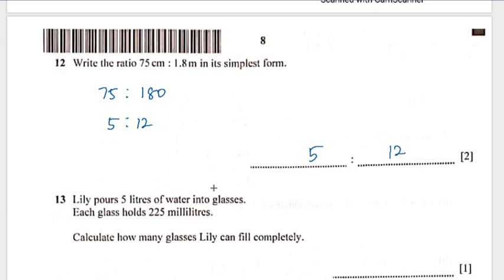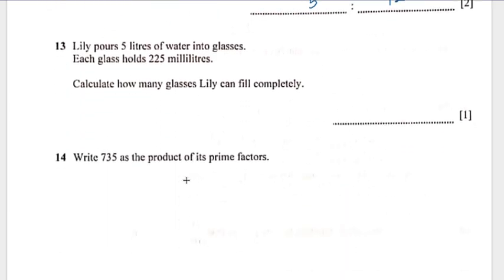Number 13 here. Lily pours 5 liters of water into glasses. Each glass holds 225 milliliters. Calculate how many glasses Lily can fill completely. So if each glass only holds 225 and here she pours 5 liters, maybe we can convert these to milliliters, right? That would be 5,000 milliliters.